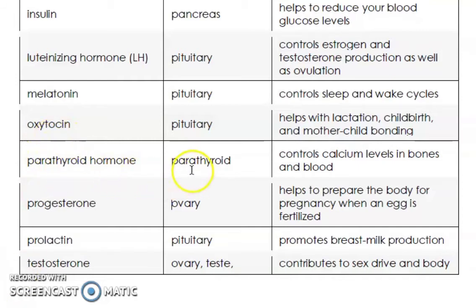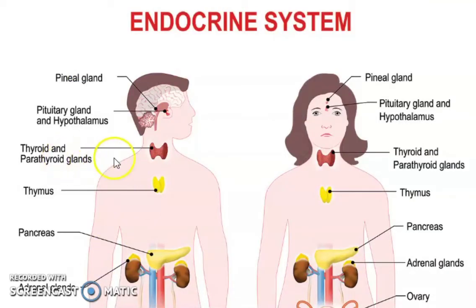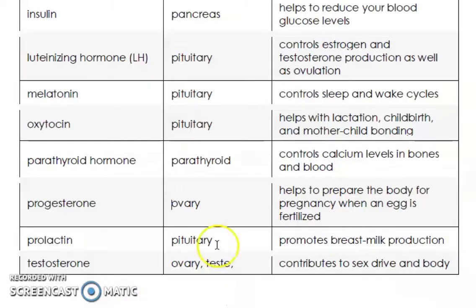Parathyroid hormone, produced in the parathyroid. It is located near our throat, beside the thyroid glands. It controls calcium levels in bones and blood. Progesterone, produced in our ovaries, helps to prepare the body for pregnancy when an egg is fertilized. It is also known as the mother's hormone. Prolactin, produced in the pituitary gland, promotes breast milk production.